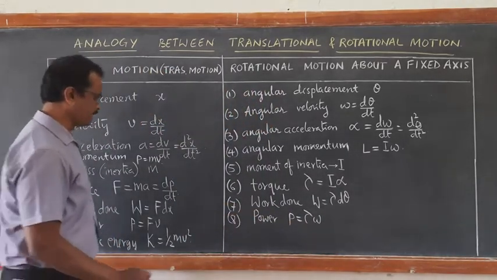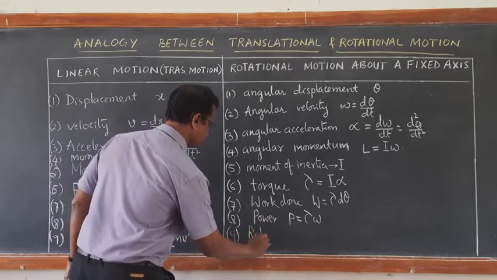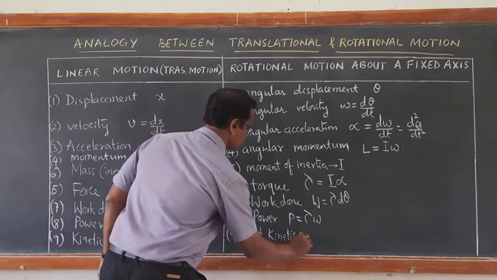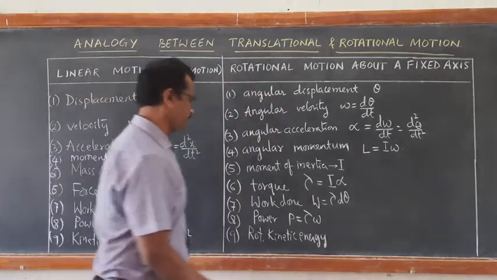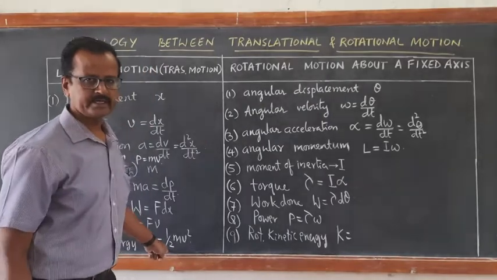Next one is kinetic energy, rotational kinetic energy. The kinetic energy of a rotating body: K is equal to half mv square in the case of linear motion.